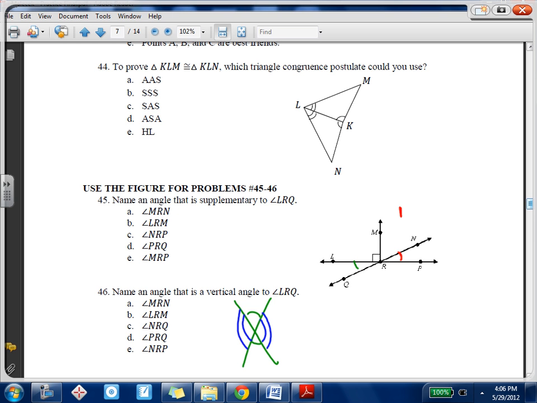We're looking for either angle NRP, or angle PRN. Those are going to be the same. Notice that the vertex is still R. So go through your choices, and the correct answer is your last one, choice E.